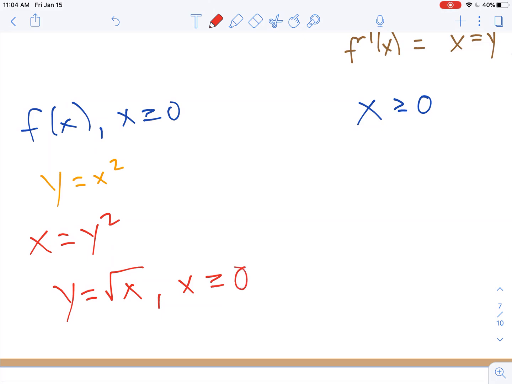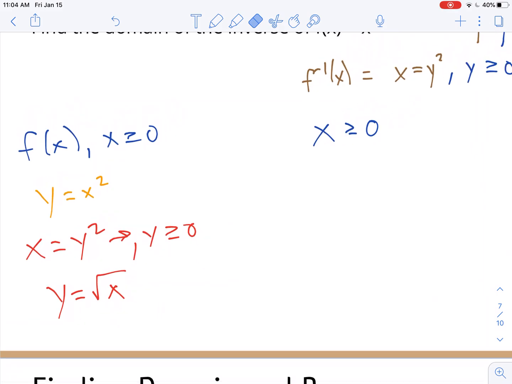We would say that we're doing it for where y is greater than or equal to 0 over here. So we're only going to do this for values where y is greater than or equal to 0 for our domain. So if we have this inverse function, the inverse function of x will be equal to the square root of x. And that's going to end up giving us the only thing.